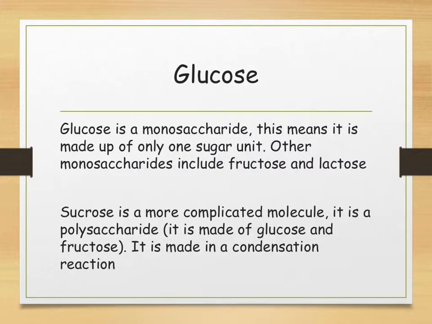Glucose is an example of a monosaccharide. It is a simple sugar. This means it's made up of only one sugar unit. Other monosaccharides include fructose and lactose. Sucrose, on the other hand, is a far more complicated molecule. It is an example of a polysaccharide, which means it's made up of multiple monosaccharides. Sucrose is made up of glucose and fructose. It's formed in a condensation reaction, meaning it is a condensation polymer. We looked at condensation polymers in the last tutorial video.